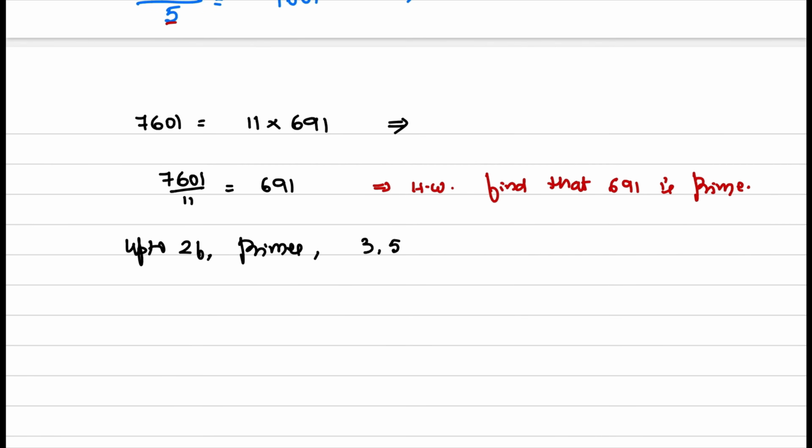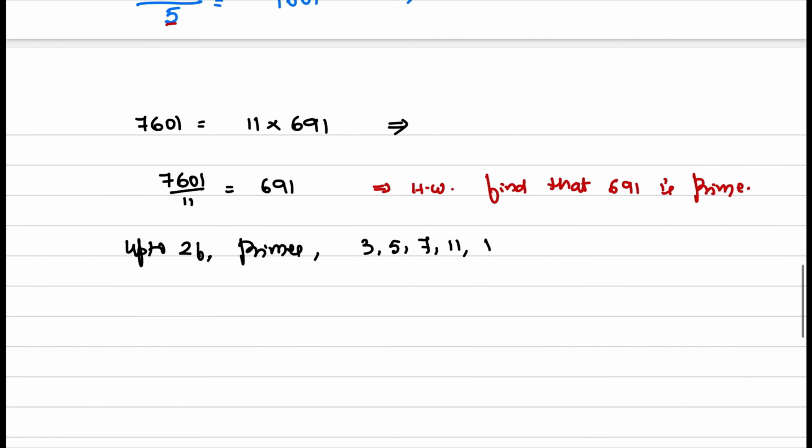Up to 26 the primes are 3, 5, 7, 11, 13, 17, 19, 23. You just check for these divisors. 5 and 3 we have already seen. Now 7, 11, 13, 17, 19. Just check, and you will see it is a prime.